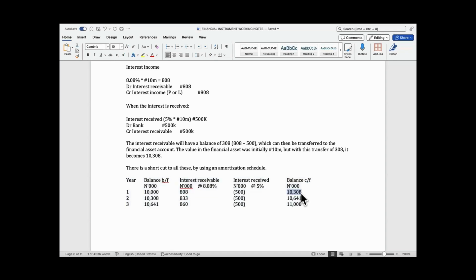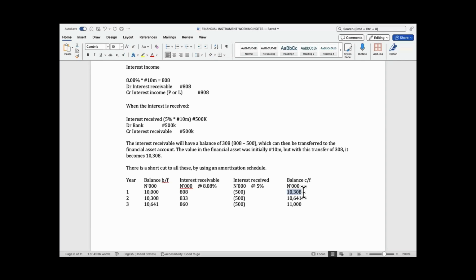So if they give you a fair value, let's say the fair value is 10.5, that means instead of 10,308, it will be 10.5. So the difference will now depend on how you're measuring it. If you're measuring it at fair value through OCI, that means that difference will go to OCI. If you're measuring it at fair value through P&L, that means the difference will definitely go to P&L. That's the technique for all this. And that's everything around financial assets.